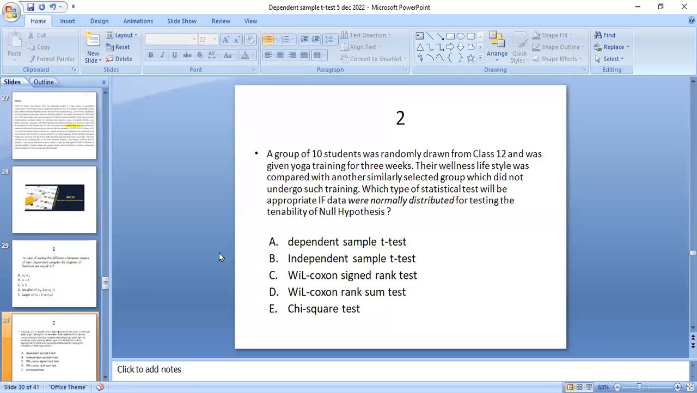Second MCQ is, a group of 10 students were randomly drawn from class 12 and was given yoga training for 3 weeks. Their wellness lifestyle was compared with another similarly selected group which does not undergo such training. Which type of statistical test will be appropriate if data were normally distributed for testing the tenability of null hypothesis: dependent sample t-test, independent sample t-test, Wilcoxon sign rank, Wilcoxon rank sum, or chi-square test?